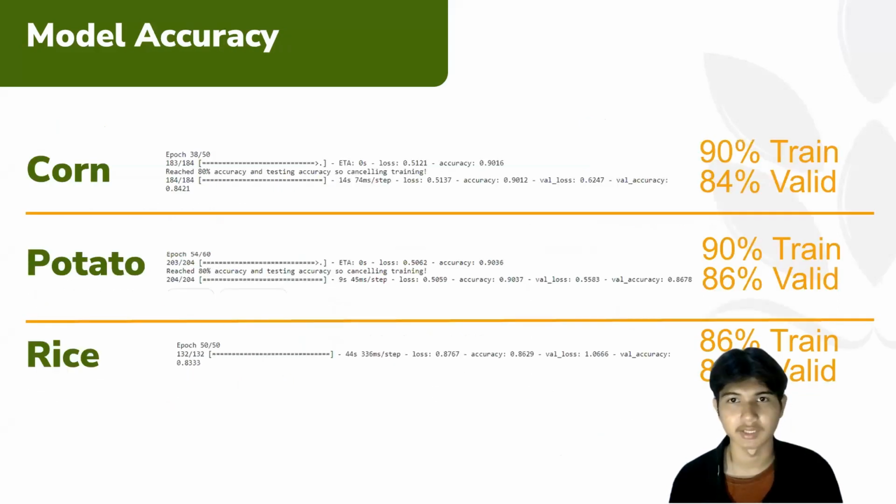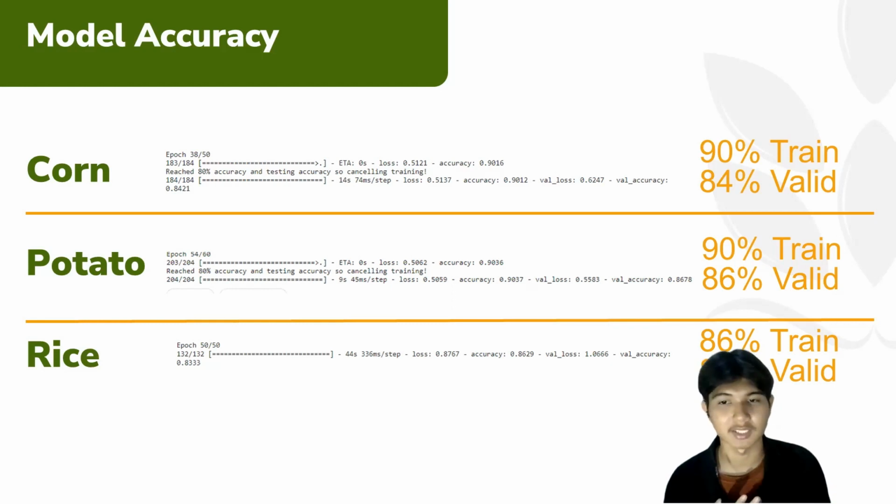Next, model accuracy. Corn, training accuracy 90%, validation accuracy 84%. Potato, training accuracy 19%, validation accuracy 86%. Rice, training accuracy 86%, and validation accuracy 83%.